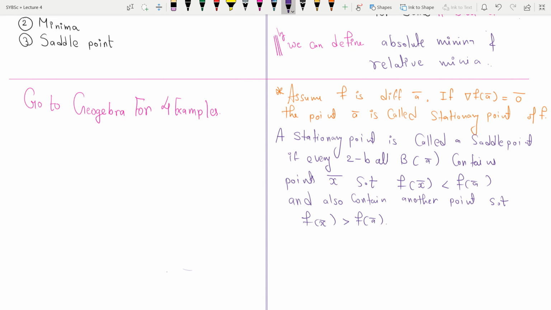That means I am trying to say that there exists a point in the neighborhood of a bar, irrespective of whatever neighborhood you take, right? There always exist points where the function is taking higher values and also points where the function is taking lower values. That means f of a bar is neither a maximum value nor a minimum value. Such a point will be called a saddle point. Note one thing, the point must be a stationary point first, then only we think about saddle points.